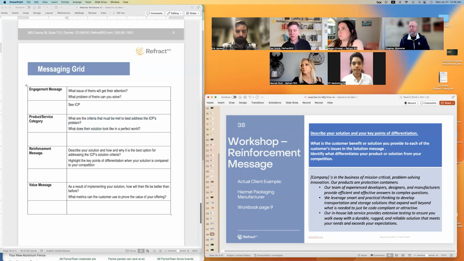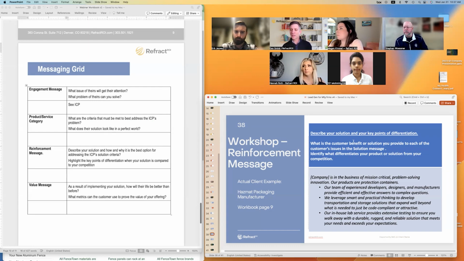The example that we have down here from our client, and I obviously took out the company name, is: the company is in the business of mission critical problem solving innovation. Our products are protection containers. Our team of experienced developers, designers, and manufacturers provide efficient and effective answers to complex questions. We leverage smart and practical thinking to develop transportation and storage solutions that expand well beyond what is needed to just be code compliant or attractive. Our in-house lab service provides extensive testing to ensure you walk away with a durable, rugged, and reliable solution that meets your needs and exceeds your expectations.